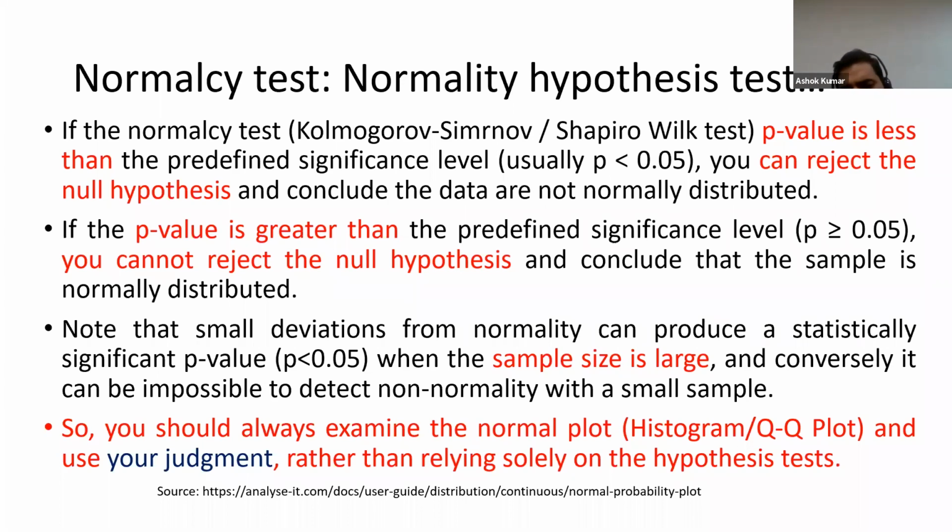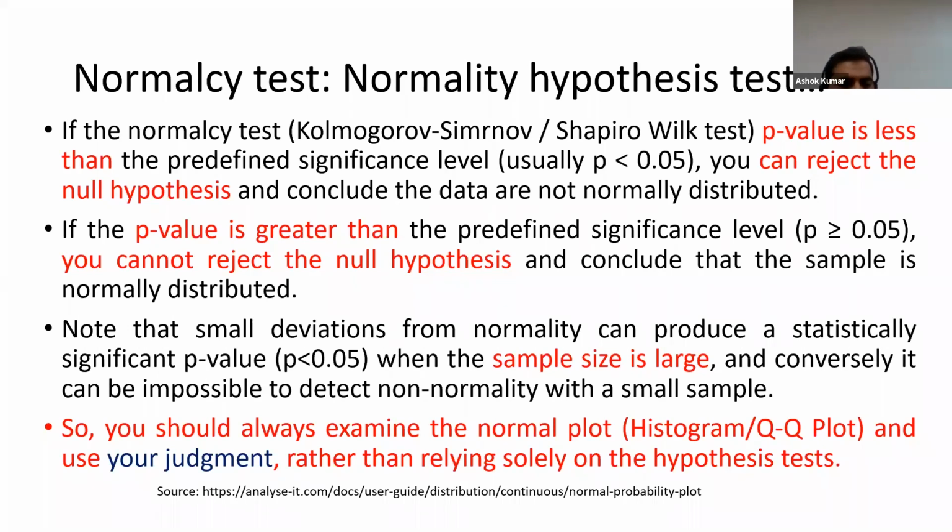If the p-value is greater than the predefined significance level, that is, a p-value greater than 0.05, we cannot reject the null hypothesis and conclude that the sample is normally distributed. And we want this, not that. And we have to remember this: don't rely only and only on this normalcy test.